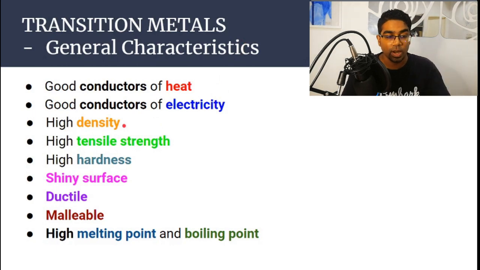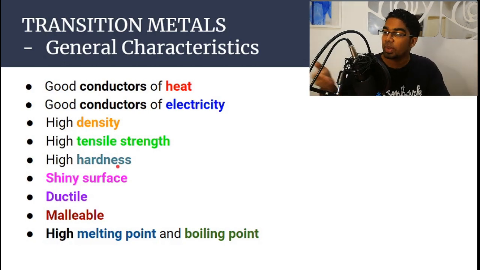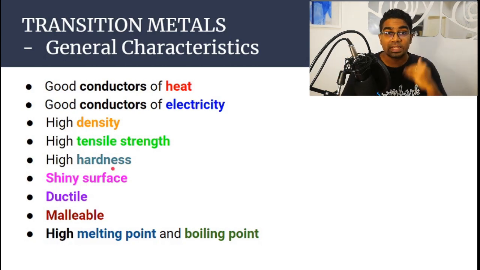And then these metals have a high density. Later we'll compare with group 1. Transition metals have high density, high tensile strength and high hardness. That's why they're used to make many things that we use in our daily lives. Even my mic stand here is made from metal, glasses made from metal, right? So many metals. The transition metals are used for these things because they have high hardness, high tensile strength, and they have a shiny surface.